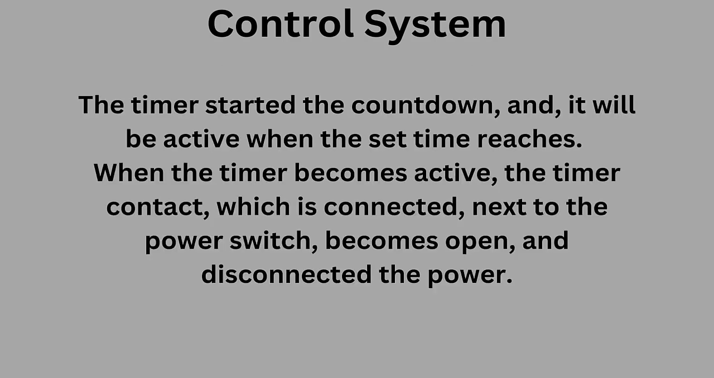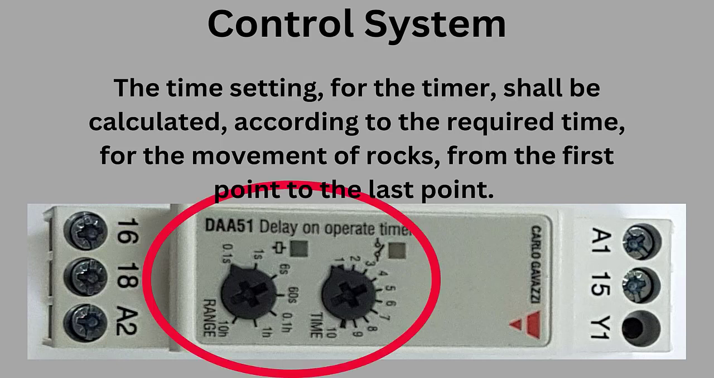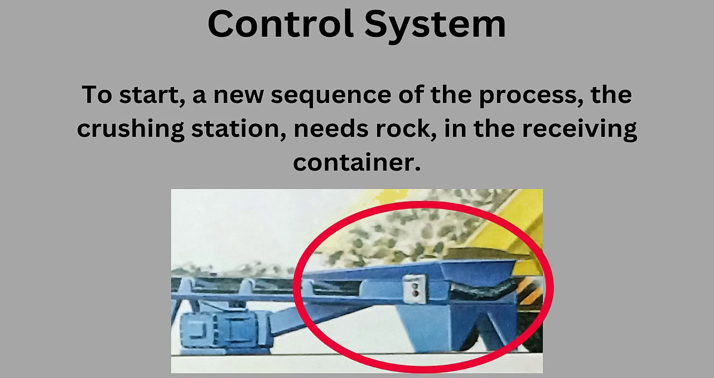The timer starts the countdown, and it will be active when the set time reaches. When the timer becomes active, the timer contact, which is connected next to the power switch, becomes open and disconnects the power. The time setting for the timer shall be calculated according to the required time for the movement of rocks from the first point to the last point. To start a new sequence of the process, the crushing station needs rock in the receiving container.